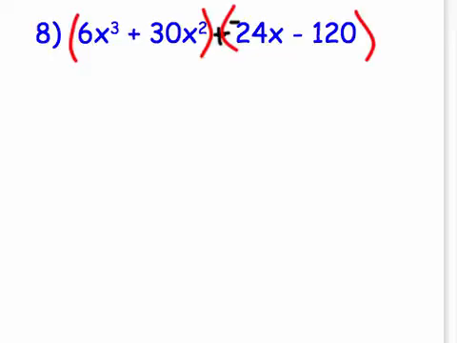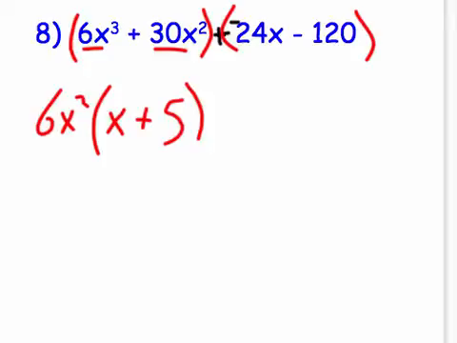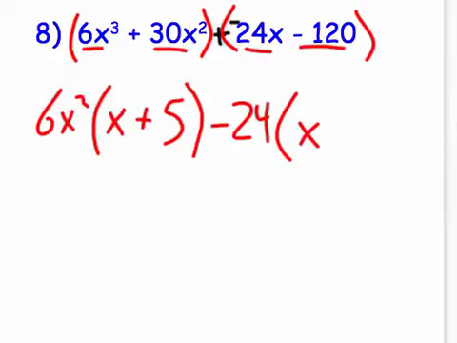Okay. Out of this first one, I can pull out a 6x squared, it looks like. So pull out a 6x squared. And I'm left with x plus 5. Okay, so on the next one, I want to try to pull out something that will give me an x plus 5, right? So hopefully I can pull out a negative 24, so I'm left with just an x there. Let's try it. Let's see if I can pull out a negative 24. Left with x, negative 120 divided by negative 24 gives me a positive 5. How does that look? Good. That's good.